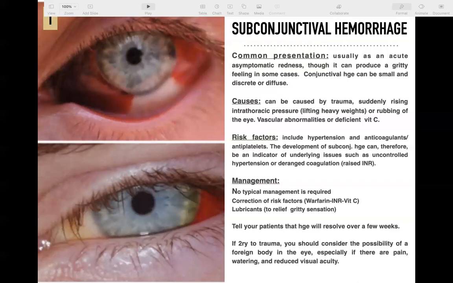But if this subconjunctival hemorrhage is secondary to trauma, you should consider the possibility of the presence of a foreign body in the eye, especially if there is pain, if there is watering, if there is reduced visual acuity. You have to check the eye pockets, superior fornix, inferior fornix, medial and lateral angles of the eye carefully to exclude the presence of a foreign body. If present, you have to remove it and give this patient the proper treatment for any corneal scratches or infection associated with the presence of this foreign body.